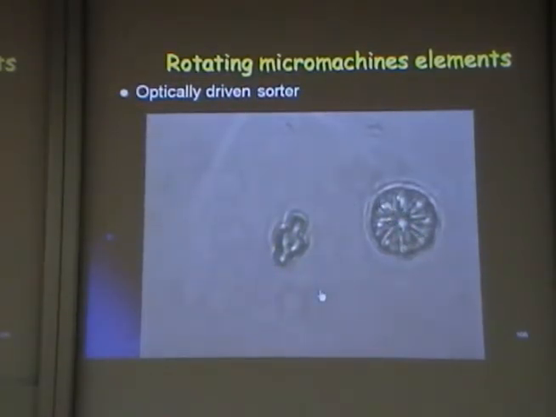Now, is it a perfect Gauss-Laguerre 0-4? Probably not. First of all, the structure is not a perfect structure. Secondly, we are using it in a highly focused situation. So what the structure really looks like in the very focused spot of the light when it's trapping something, I'm not quite sure.